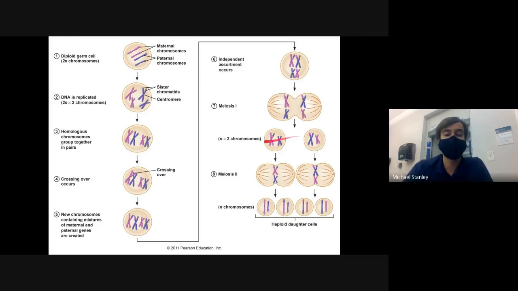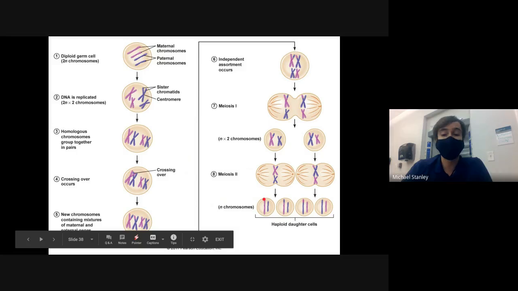But we don't stop there. We go through another split. So each one of these new cells gets split again. And now we have 1 copy of each chromosome in our new haploid cells. So 1 big and 1 little chromosome in each one of our new cells.